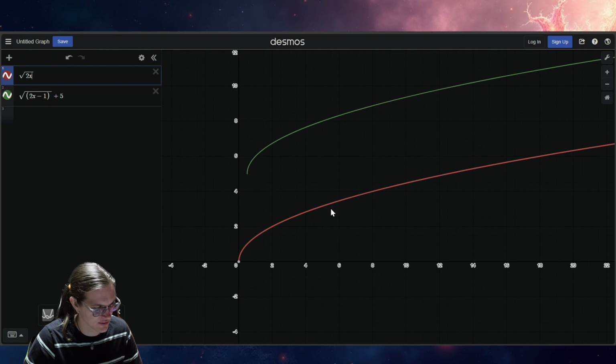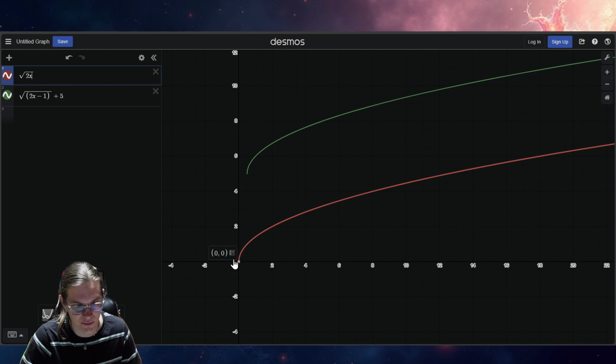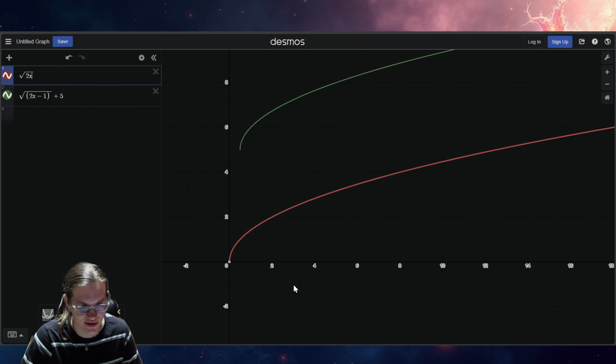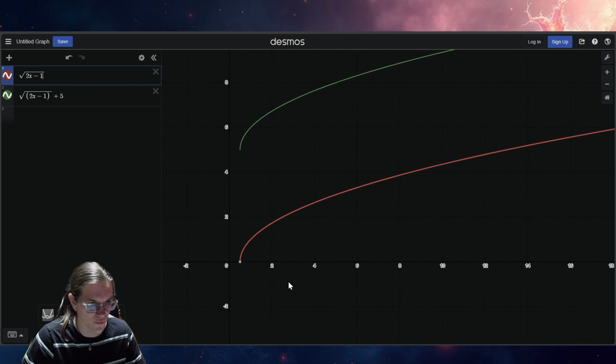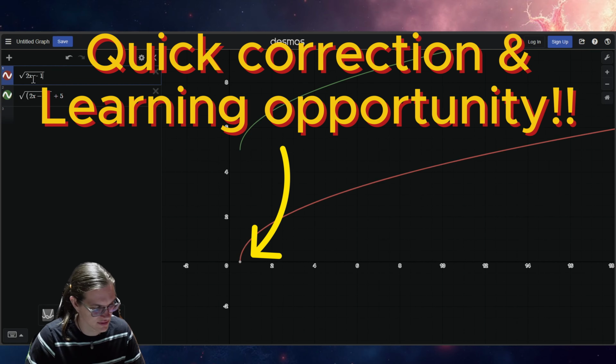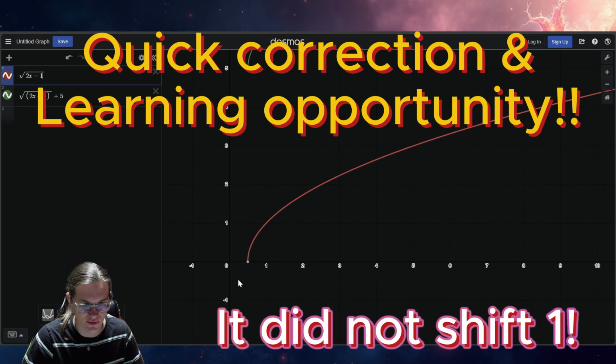And then the next thing we want to do is, I can see this minus 1 is going to move it to the right 1. Remember, it's not going to go to the left, it's going to go to the right. So minus 1 inside the square root. You can see right here it shifted over 1.